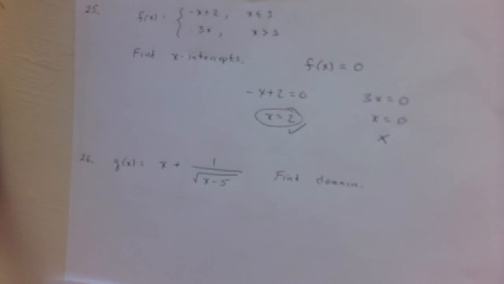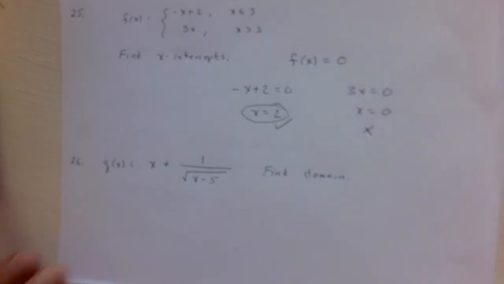Number 26, you're asked to find the domain of this function. And remember, with the domain, there are two rules. You can't take the square root of a negative number, and you can't divide by 0. And this is an example where you have to use both of those rules. Because first, when you see the square root, whatever is under the square root has to be greater than or equal to 0. So x has to be greater than or equal to 5.